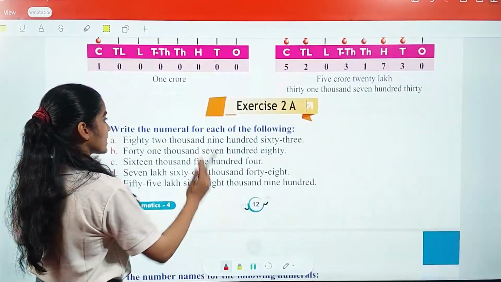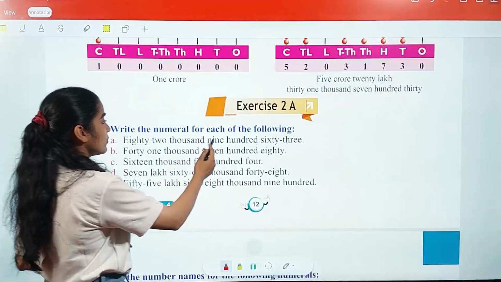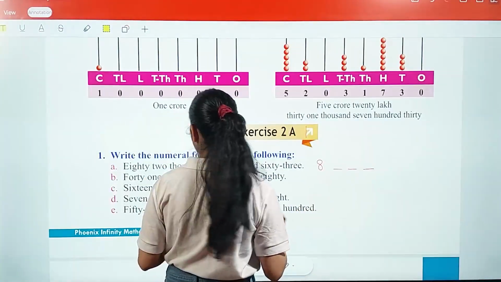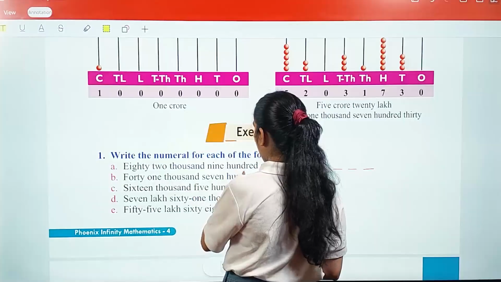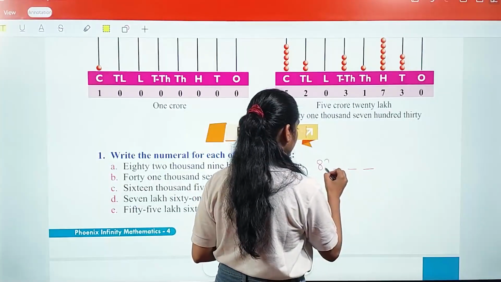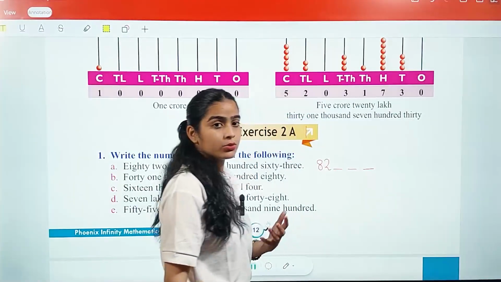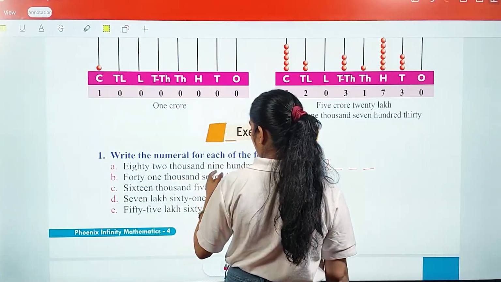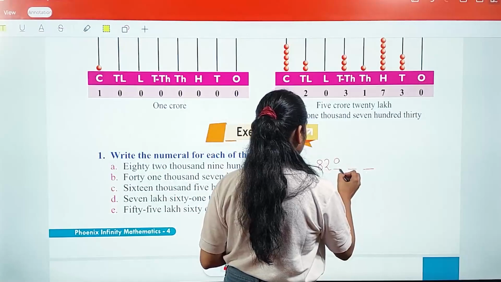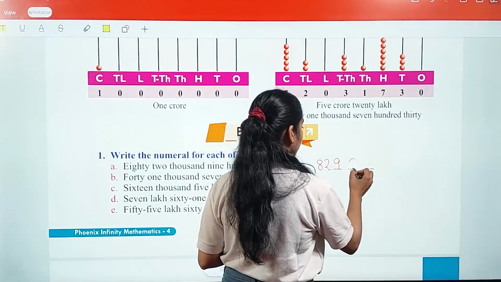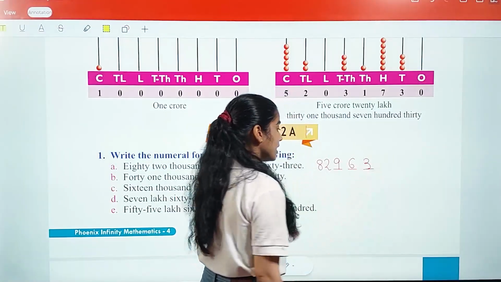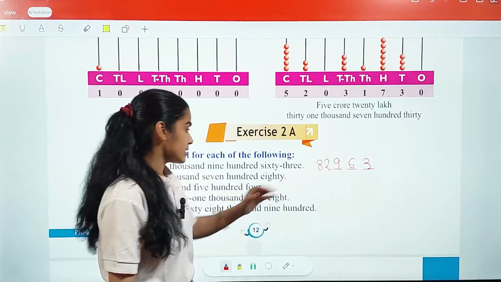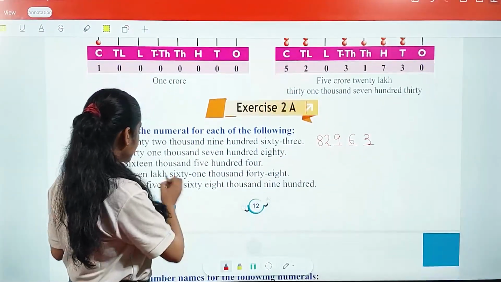Now you have your exercise 2A. Write the numeral for each of the following. We have 82,963. So first we write 82. In 82,000, how many zeros do we have? 3. So then 963. So this is your answer, 82,963.